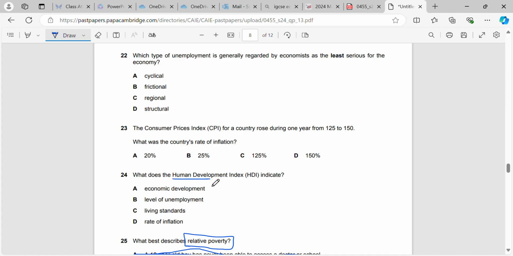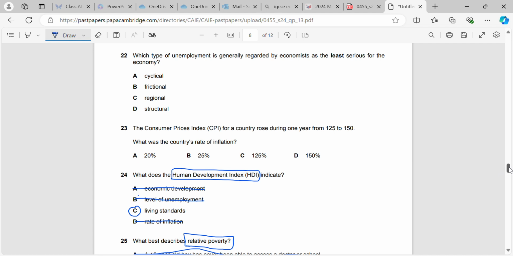Okay, what does the HDI indicate? For those of you who are not aware, in Unit 5 there's a chapter on HDI in comparison to GDP. It indicates living standards, and there are a number of different indicators included, like years of schooling. It does not measure economic development, the level of unemployment, or the rate of inflation. Inflation is measured by CPI, unemployment by the unemployment rate, and economic development or growth through real GDP.